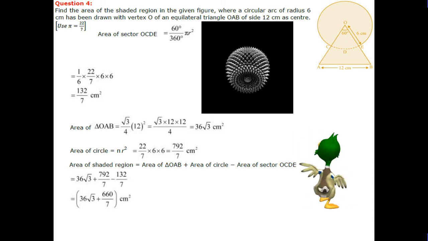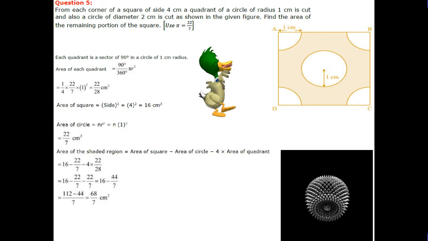Area of the circle pi r square is 792/7 centimeter square. Area of shaded region is equal to area of OAB plus area of circle minus area of sector OCDE. So the result is 36 root 3 plus 660/7 centimeter square.